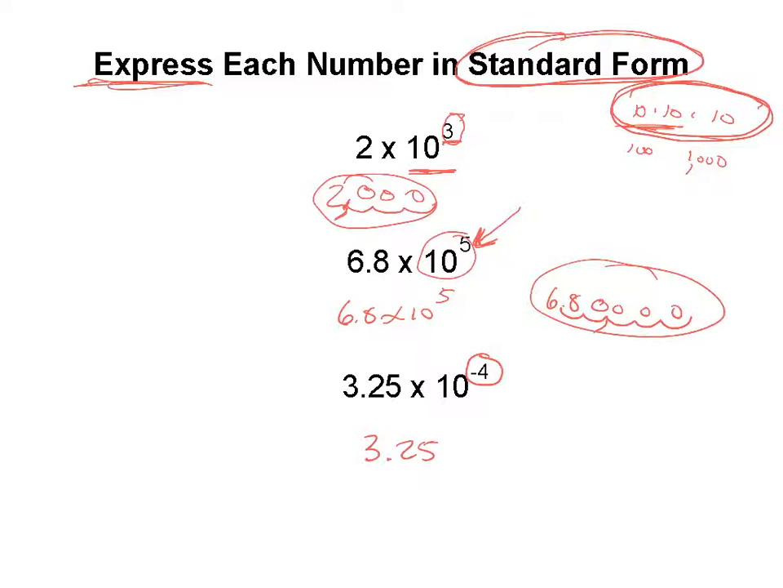Now remember, if it's negative, you're going to move your decimal to the left. So this one we should move to the left 4 spaces. So here's where it is right now. 1, 2, 3, 4. And then fill in those loops with zeros and put a decimal there. So this becomes 0.000325. Okay, so that's how you change numbers into standard form.